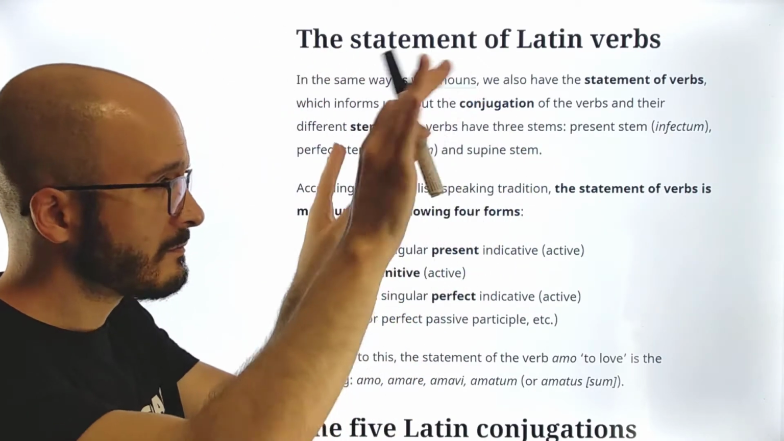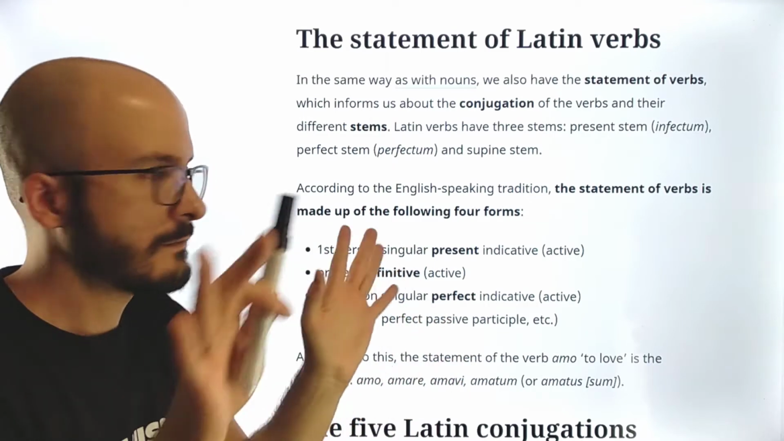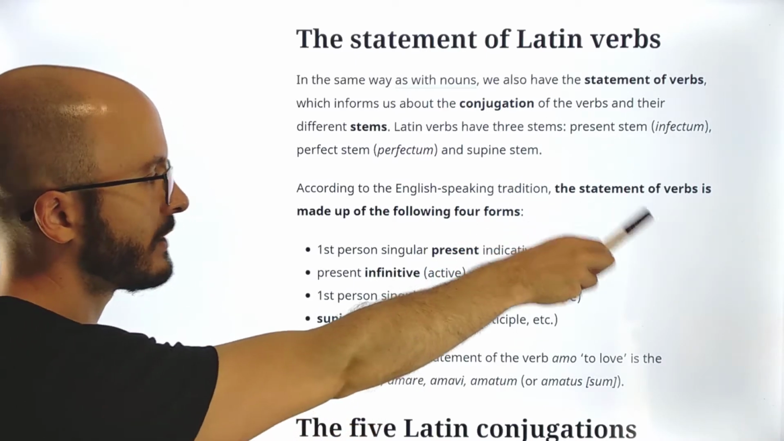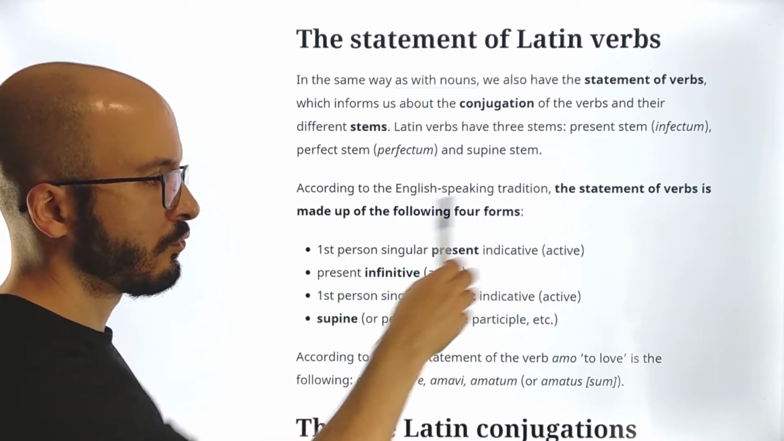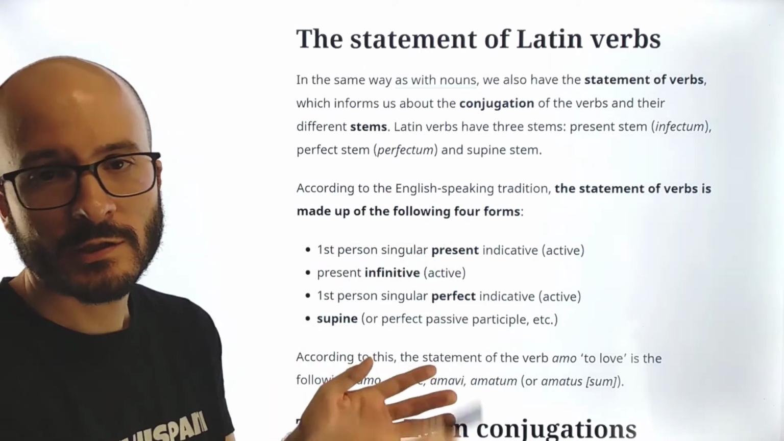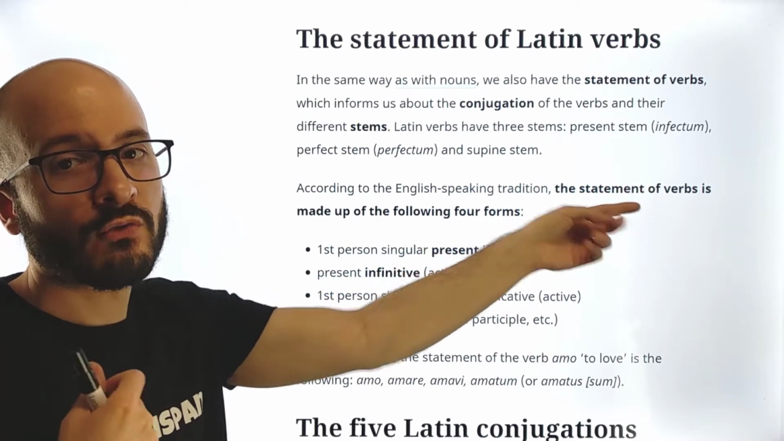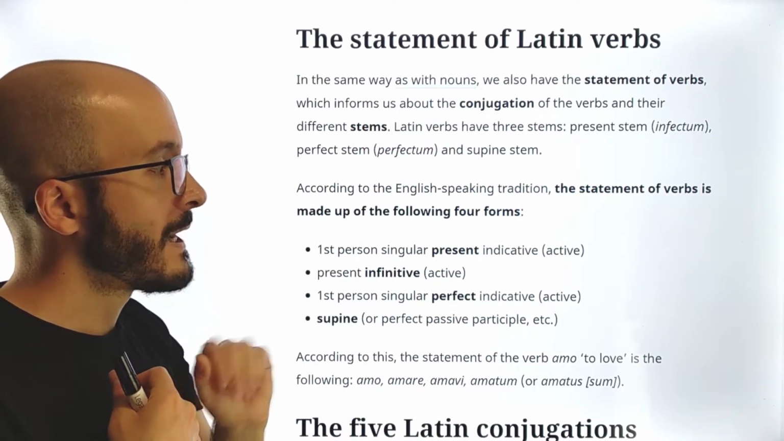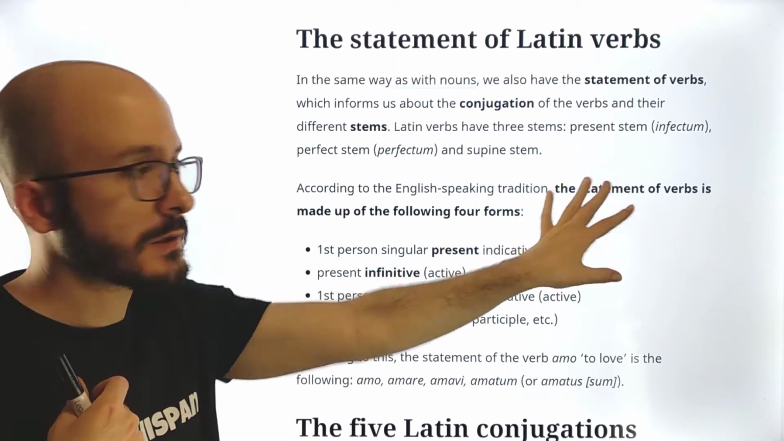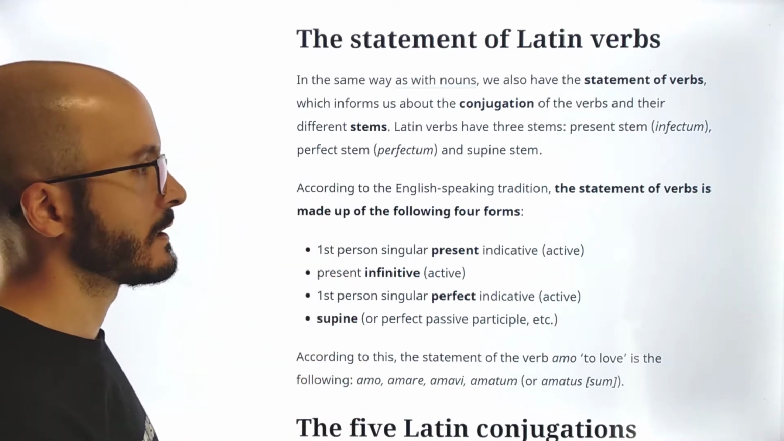For now, don't freak out. Just learn this: present, perfect, supine. According to the English-speaking tradition, the statement of verbs is made up of the following 4 forms. Here there is a little difference between the English-speaking tradition and the Spanish-speaking tradition. In the Spanish-speaking tradition, the statement of verbs is made up of 5 forms. But in this case, I accept the English-speaking tradition of only 4 forms because it's fine. So we will be using the English-speaking tradition.